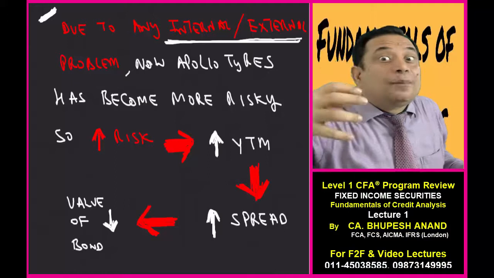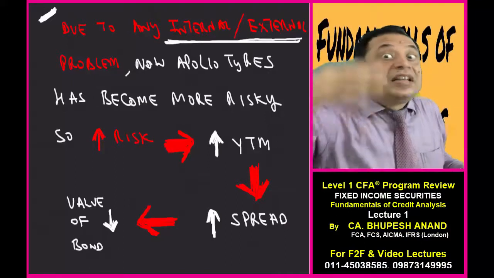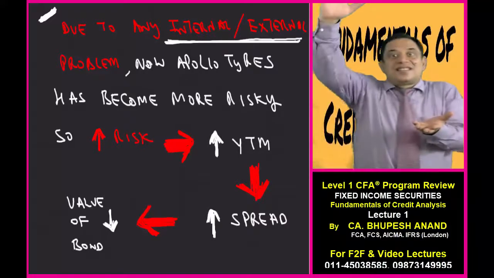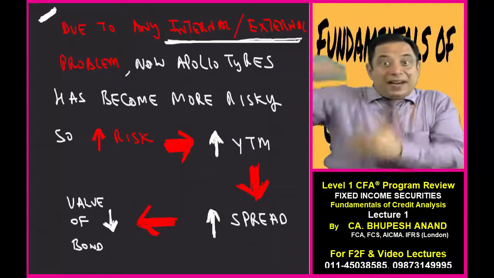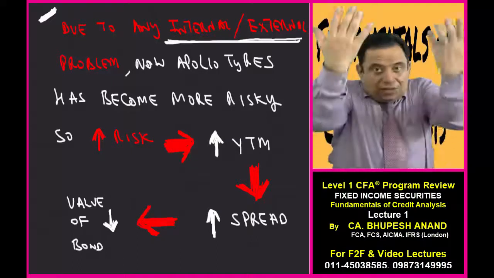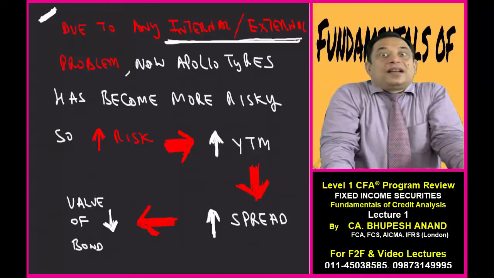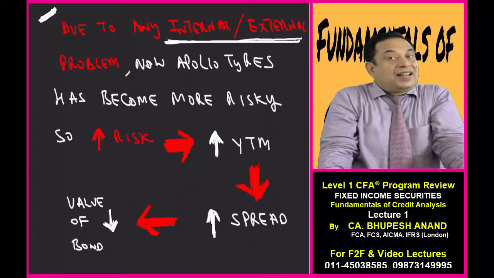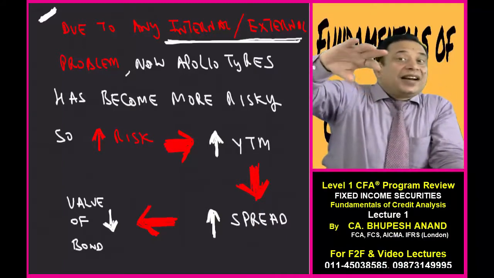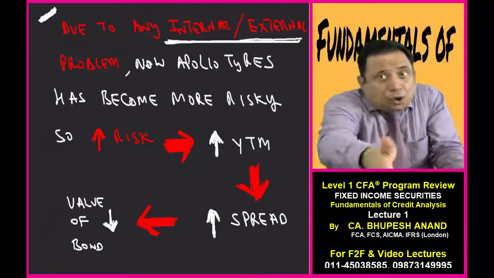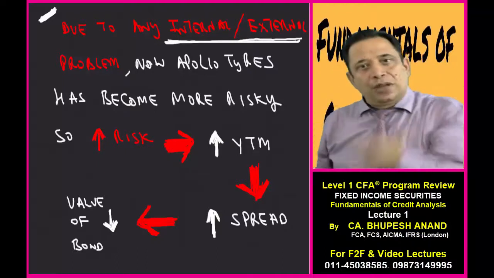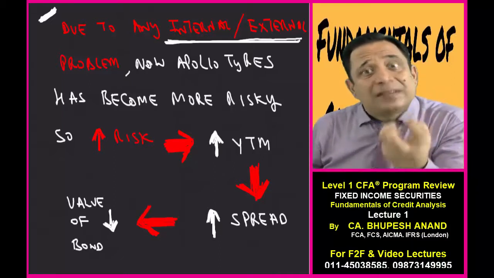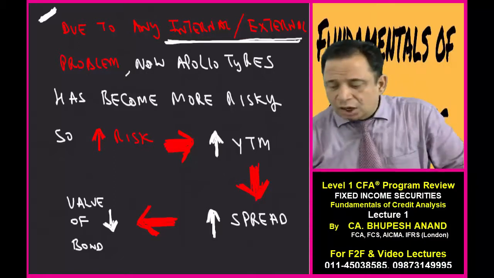To invest in the bonds of Apollo Tires, it will increase the risk. Now when it increases the risk, YTM will increase, and when YTM will increase, spread will increase, and when spread will increase, the value of the bond will come down. And similarly, a triple B rating can be converted to a junk bond, double B. We have discussed that. It means its credit rating will be notched down to a lower version. Triple A to double A to single A, triple B to double B. So due to these reasons, this type of risk is named as credit migration risk or downgrade risk.